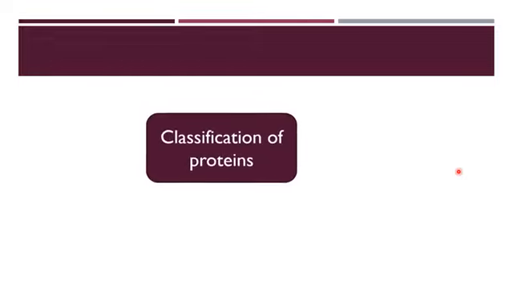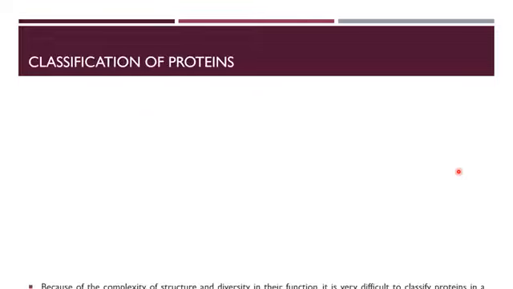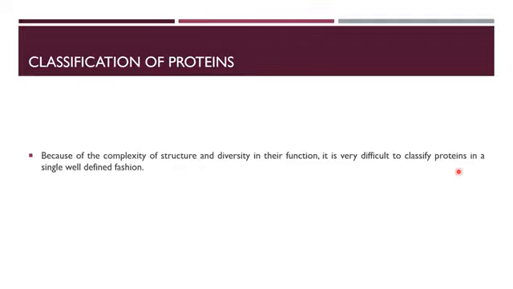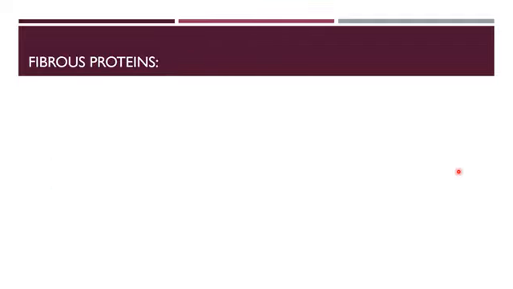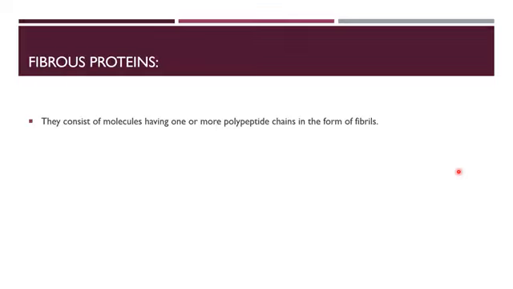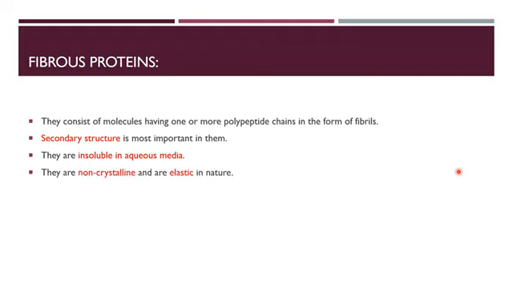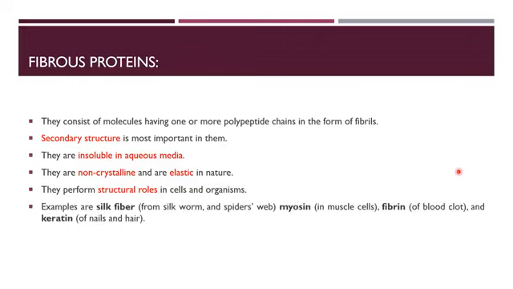Now we'll discuss the classification of proteins. The proteins have been classified into the following types: the fibrous proteins. Fibrous proteins have one or more polypeptides in the form of fibrils. They have a secondary structure. They are insoluble in aqueous medium, non-crystalline and elastic in nature. They perform structural roles in the body.